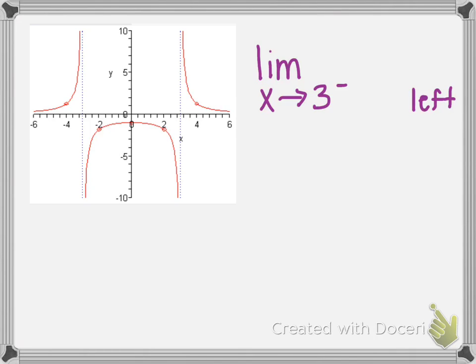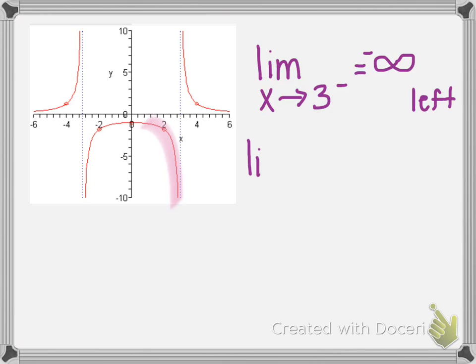So if I'm coming from the left and I'm approaching that x value of 3, then I can see that my asymptote is actually going down. So therefore my limit is going to be approaching -infinity because it's going down.